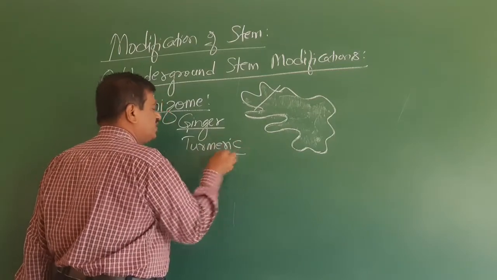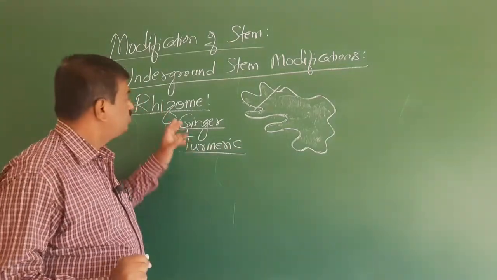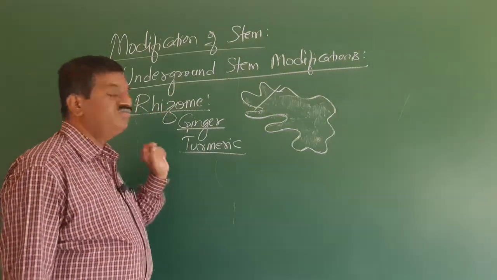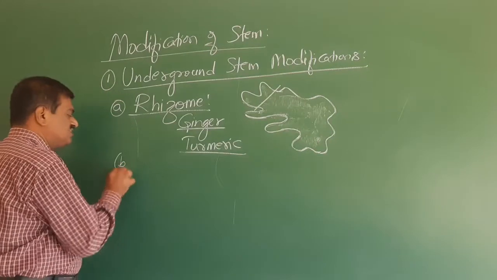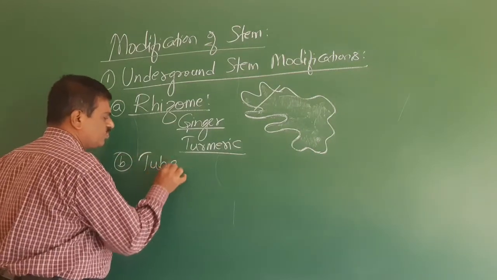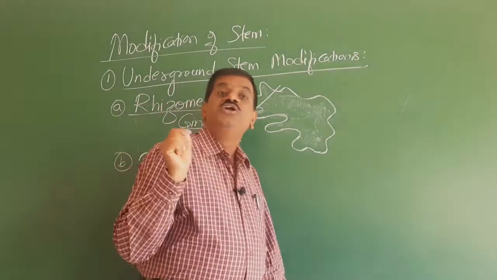The other one is turmeric, Curcuma longa. These two are the examples of rhizome. So we go for the second stem, called stem tuber.